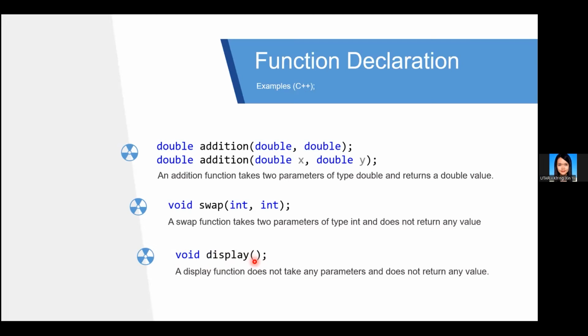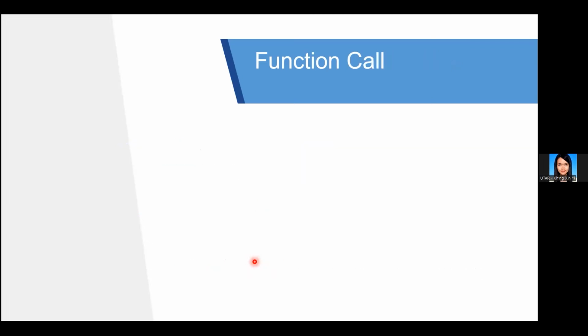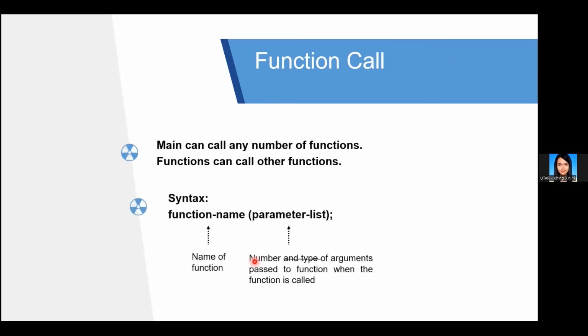So the parameter list is optional, right? Okay, then after that, we move on to the second part, function call. We know how to declare the function. We just need to include the return type, the function name, and also the parameter list. And now we move on to discuss how to call the function. This is the general syntax used to call the function.